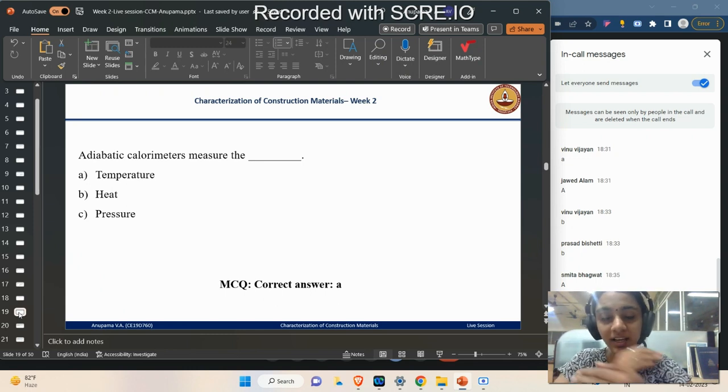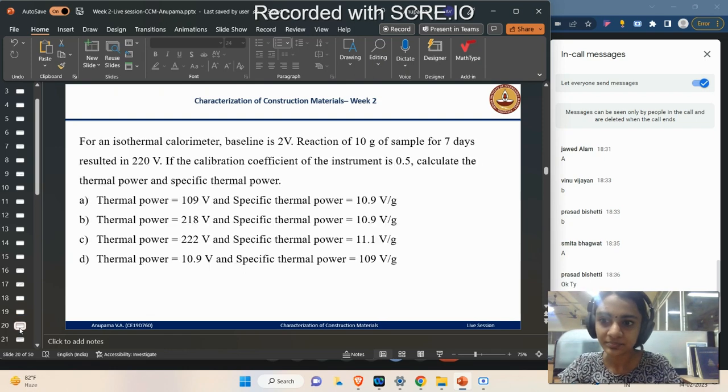Because in the case of isothermal calorimetry, the temperature is kept constant. So what it measures is heat. In the case of adiabatic calorimeter, the opposite occurs. It ensures that no heat change occurs. As a result, whenever there is a temperature increase or decrease, that is measured. In the case of isothermal calorimetry, heat is measured, and in the case of adiabatic calorimetry, it is the temperature which is being measured. Okay. Let's move to the next question.